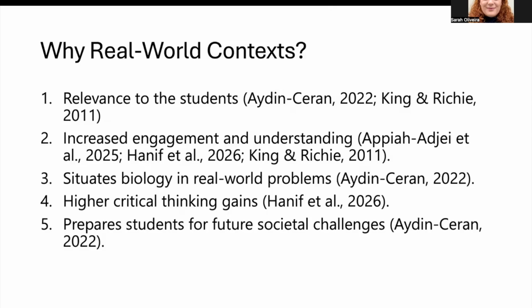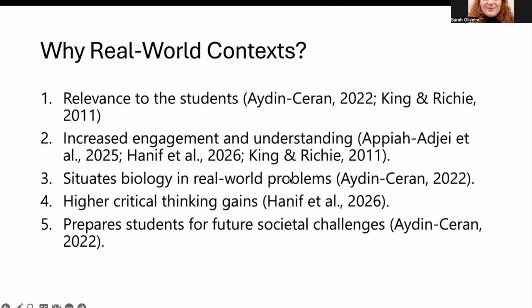So there are numerous studies that have found this. There was increased engagement and understanding. It situates biology in real world problems, so students actually have an application to the biology they're learning in the world around them. That's not just a foreign concept. A lot of students will say when they leave school, they don't use any of the maths they learned, which I don't think is true. But anyway, I think you need a bit of maths at least. But with biology, we're giving them a real world problem to apply it.